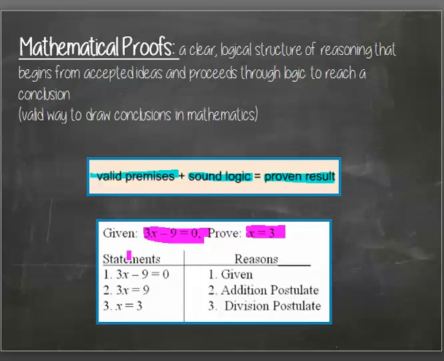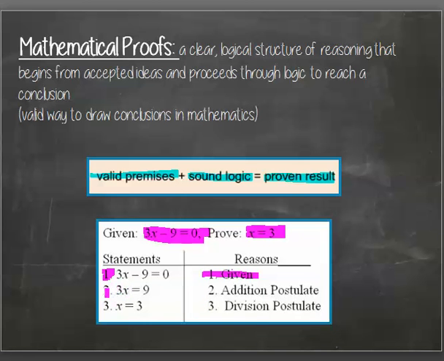So we're going to start with the given statement. I've got statement 1 right here. That's the given statement. The reason why I can state it is because it's given. So you see how with proofs, we're not trying to find the answer. We're trying to find the reasons why we can do it.